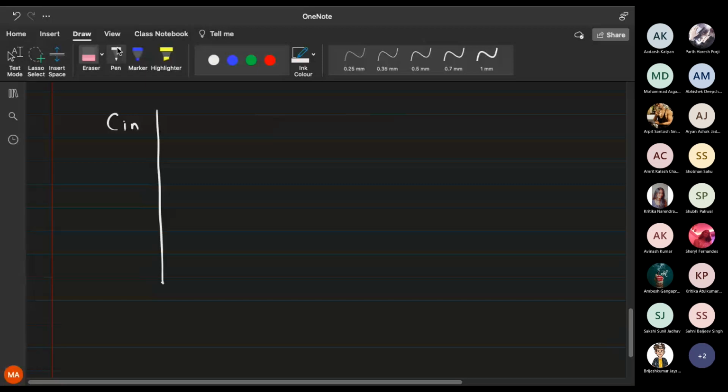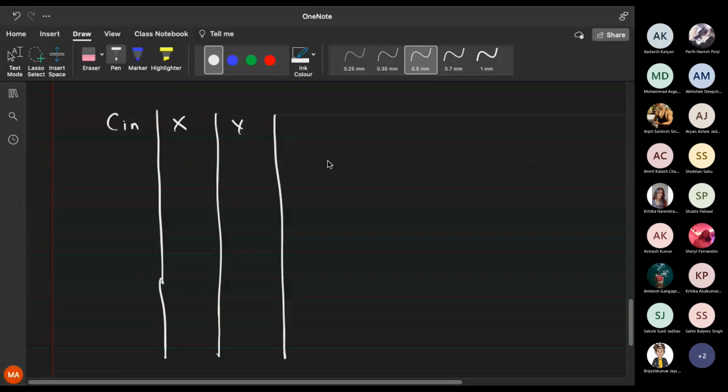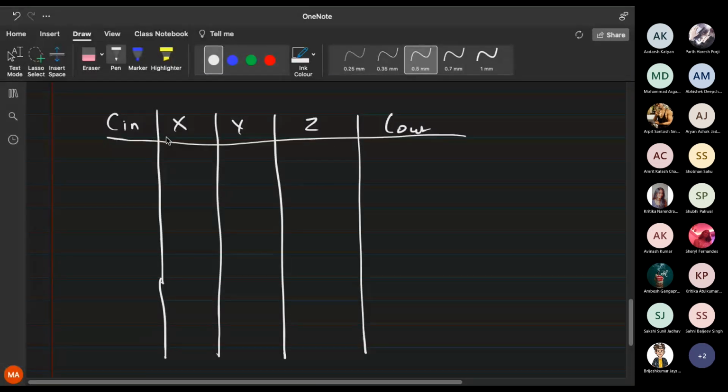So I have x, I have y, then I have the z, which is the sum, and then I have something called c out, which is the carry. If I have three inputs, how many possibilities can I have? What are the different possibilities or combinations that I can have? कितने हो सकते हैं? 8.